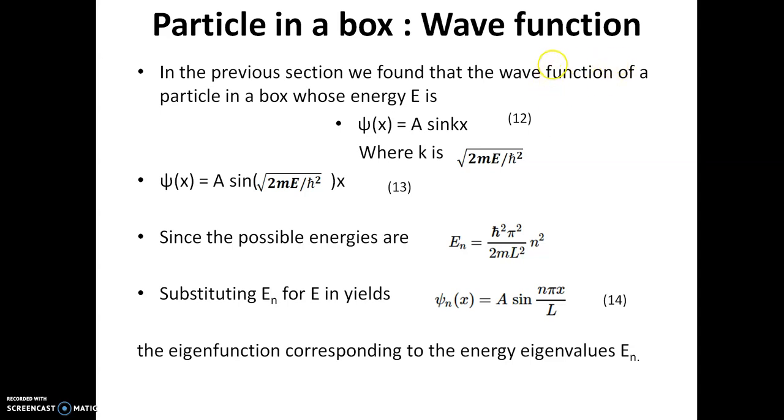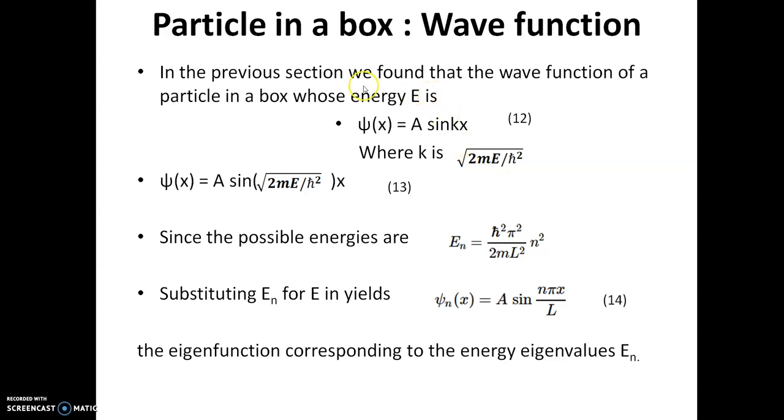So, in the previous session, we saw that the wave function of the particle which has the energy E is written as psi of x = A sin kx, where k is equal to the root of 2mE by h cross squared. This and all is found in the last video. If only you understood the last video, you can follow this video.